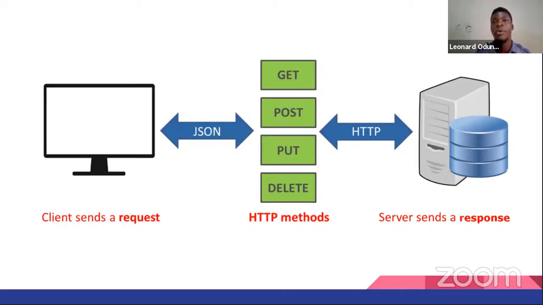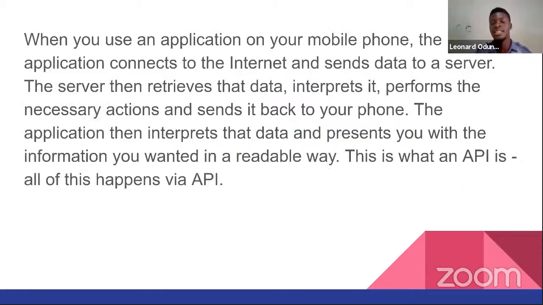HTTP is an abbreviation for Hypertext Transfer Protocol. Basically, there is a set of methods that are used by the API to send the data. Those methods can be a get method, a post method, a put method, a delete method, a patch method, and so on. These are the HTTP methods used to send data through the API from the client to the server. So whenever you use an application connected to the internet, it sends data to the server, the server retrieves the data, interprets it, performs the necessary actions, and sends it back to your phone.